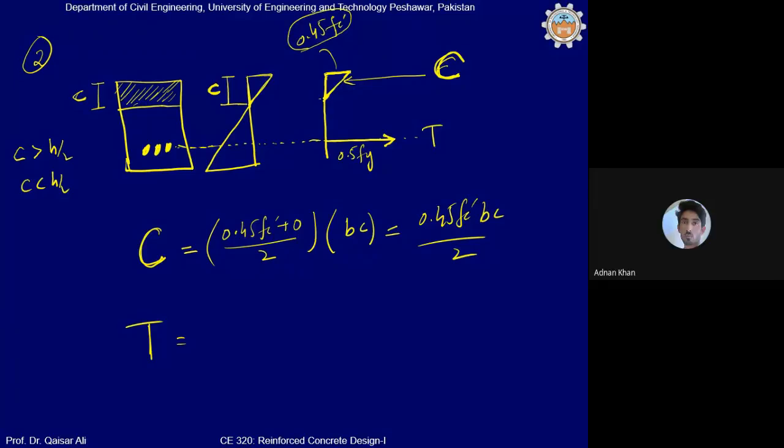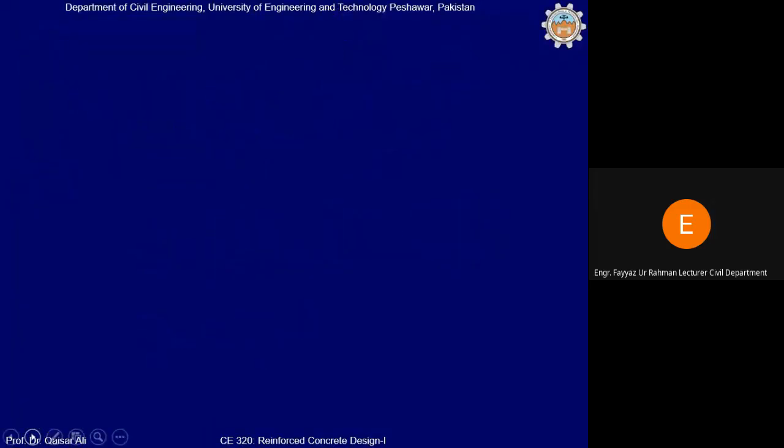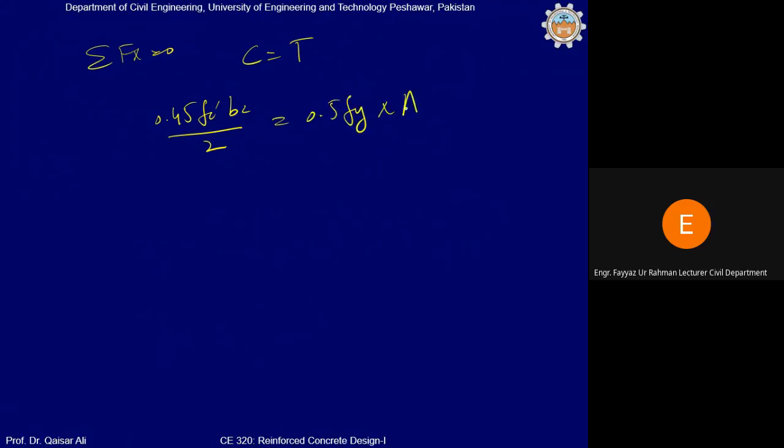0.5 Fy multiplied by the area of steel. So this is the tensile force. Clear? Now from equilibrium, from summation Fx equal to 0, we know that C will be equal to T, and C is equal to 0.45 Fc prime into BC divided by 2. T is equal to 0.5 Fy into As. Clear?